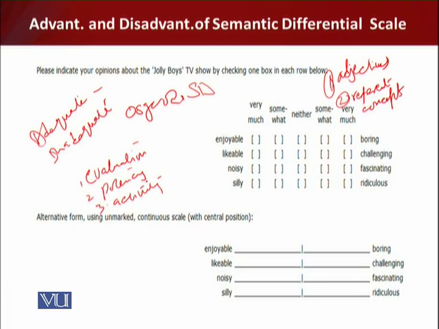Now, evaluation loads highest on the adjective pair good and bad. Potency: strong and weak. And as far as the activity is concerned, the adjective pair active and passive defines it. This basically defines the activity factor.